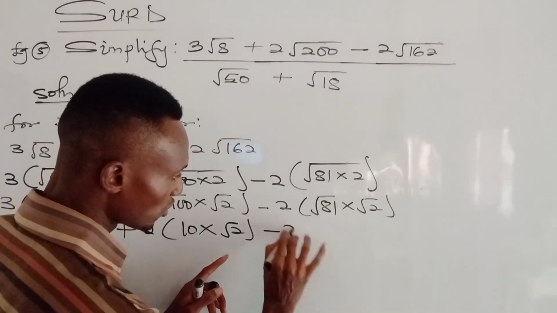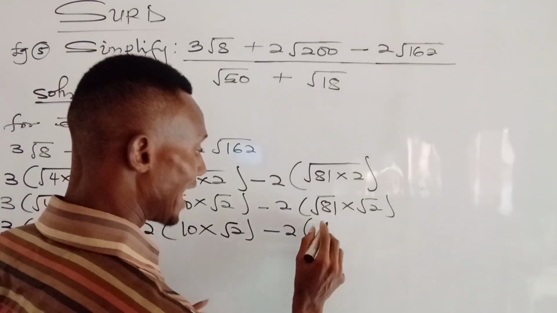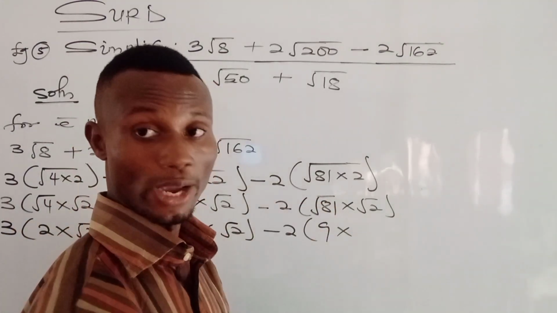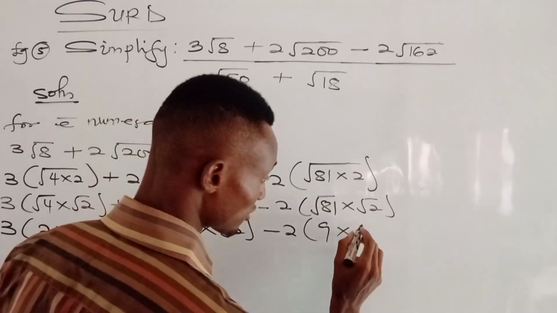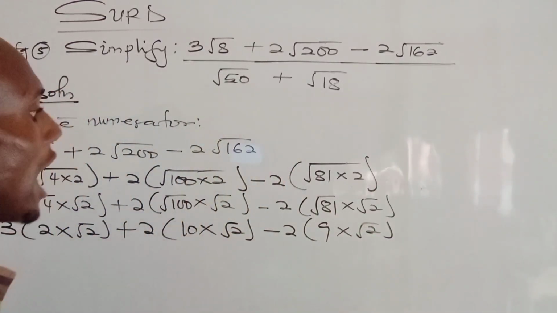Then bring your minus 2, which is here. Bring your bracket. Square root of 81, we know the answer to be 9. So write your 9 times the square root of 2. We will not get a whole number as an answer for it, so just repeat the square root of 2, which is there. I hope you agree with me up to this point.